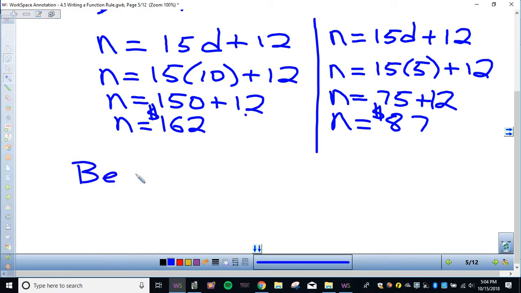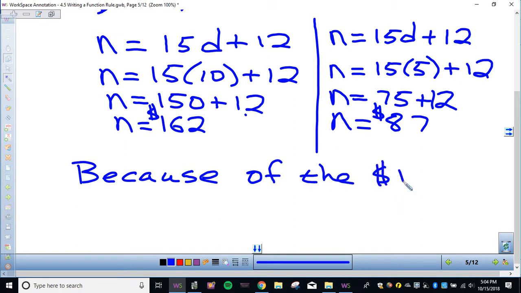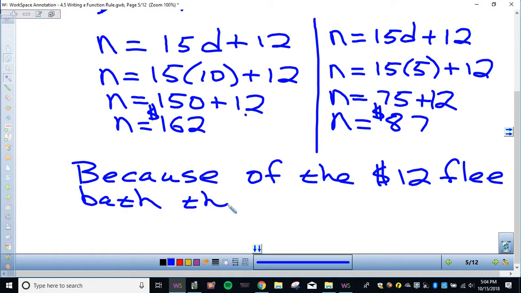That's a good thing to write down because they ask us to explain, so you need to write something to explain that. So because of the $12 flea bath, the cost per day will be greater for a 5-day stay.